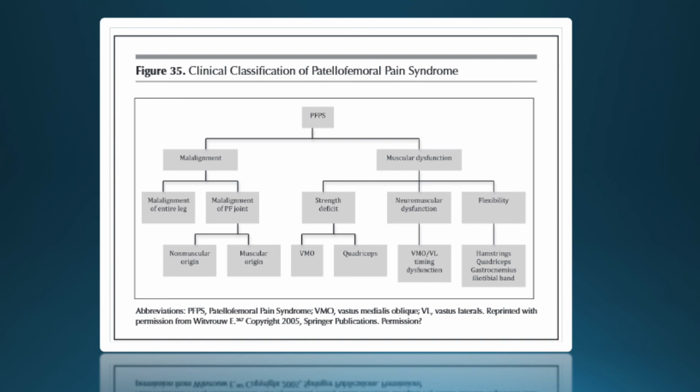For strength, we're looking at the VMO and quadriceps. We're looking at the VMO and vastus lateralis timing dysfunction for a neuromuscular involvement. And with flexibility, obviously, several lower extremity muscles could be involved, but they list here the hamstrings, quadriceps, gastroc, and IT band.